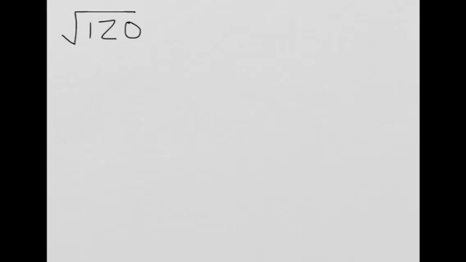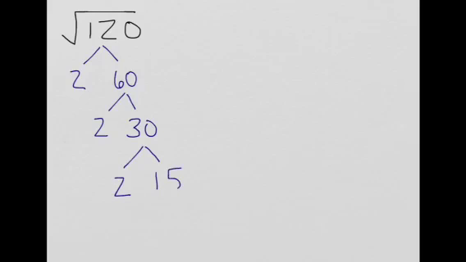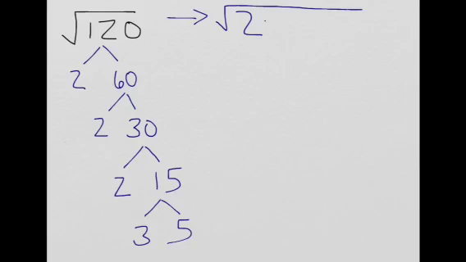Another example we'll try is the square root of 120. So again, we're going to start by factoring 120. So 2 divides into 120, which leaves us with 60. 60 can be divided by 2, which leaves us with 30. 30 can be divided by 2, which leaves us with 15, which can be divided into 3 and 5. So our factored form of this would be the square root of 2 times 2 times 2 times 3 times 5.